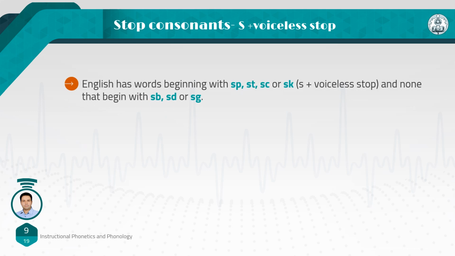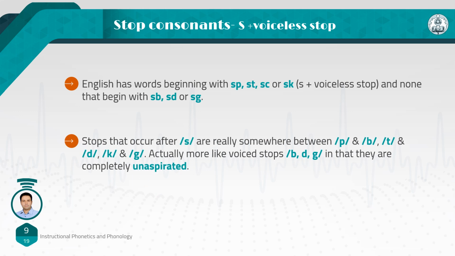English has words beginning with sp, st, or sk, s plus a voiceless stop, and none that begin with sb, sd, or sg. In fact, stops that occur after s are really somewhere between p and b, or somewhere between t and d, or between k and g. Actually, they are more like the voiced stops b, d, g, in that they are completely unaspirated.